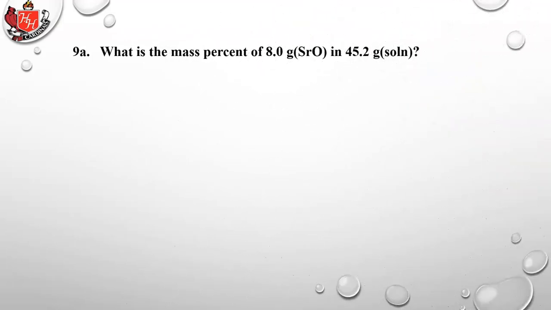Okay, what is the mass percent of 8 grams of strontium oxide in 45.2 grams of solution? Okay, so here's the equation. It's given on your formula sheet. Mass percent equals grams of solute over grams of solution times 100%. Now there's a trick to this problem you have to be careful of. Did they give you grams of solution or grams of water? They gave you grams of solution.